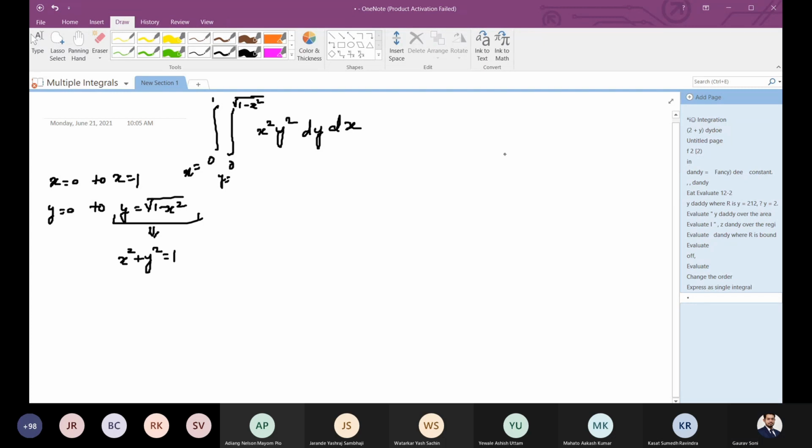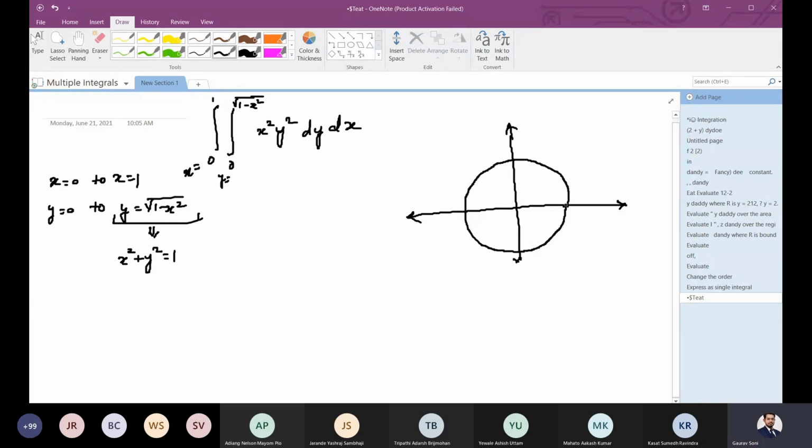We know what this is. x square plus y square equal to 1. Circle. So it is a circle of radius 1 with the center at origin. And you can also observe that this is the first example in the double integral where we have got a circle. And now we are trying to identify the region.